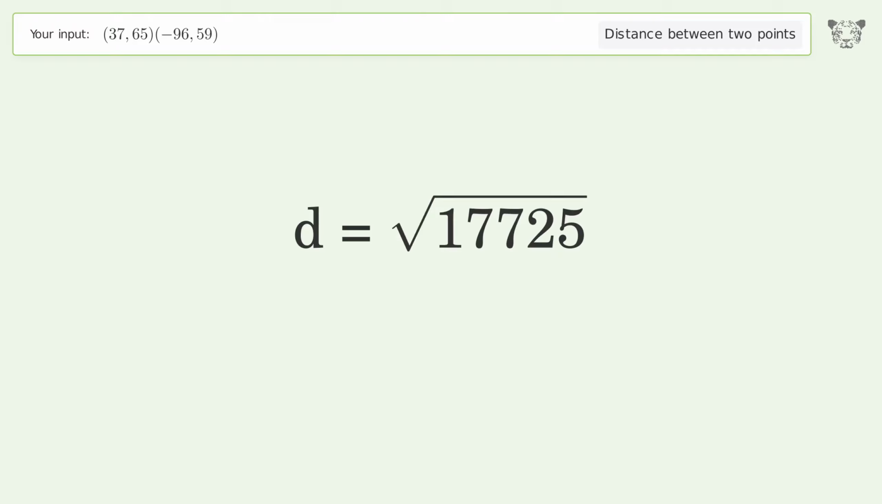And so the distance between the 2 points is the square root of 17,725, or 133.135.